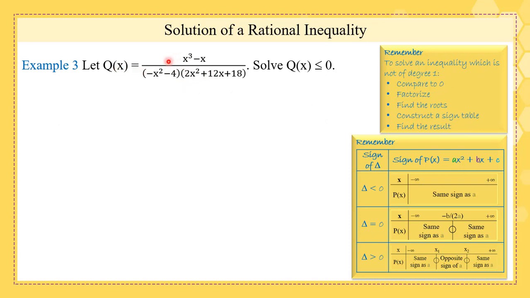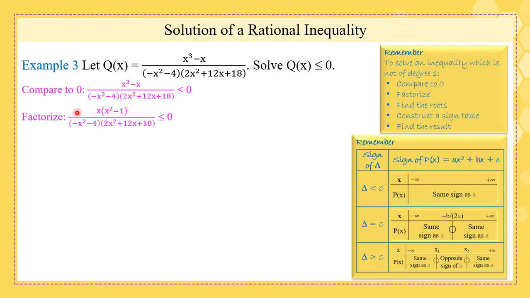Now, we have this expression. We need to solve the inequality. This is in fact an inequality which is not of degree 1 because we have x in the denominator. So it's not of degree 1. We have to follow this chart. First, we compare to 0, and it's already compared. Second, we try to factorize.